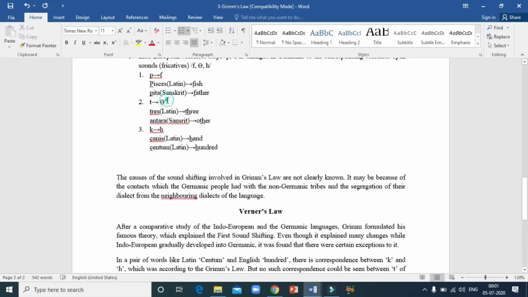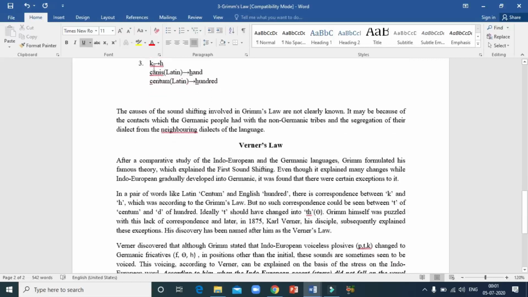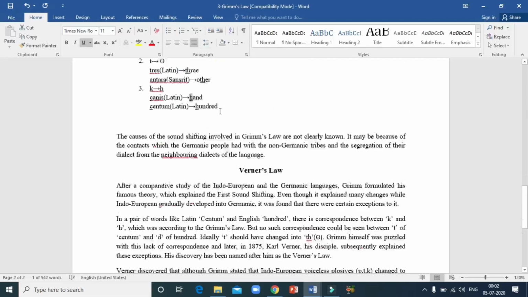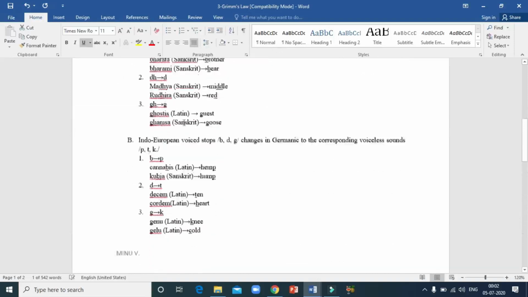And let's look at the second instance. T became th. Tres in Latin became three in English. T became th here. And let's look at the third instance. K will transform to H. Canis in Latin became hound in English. Even though it is written with a C here, it is pronounced as K. So K became H. So these are the three examples for all these changes.